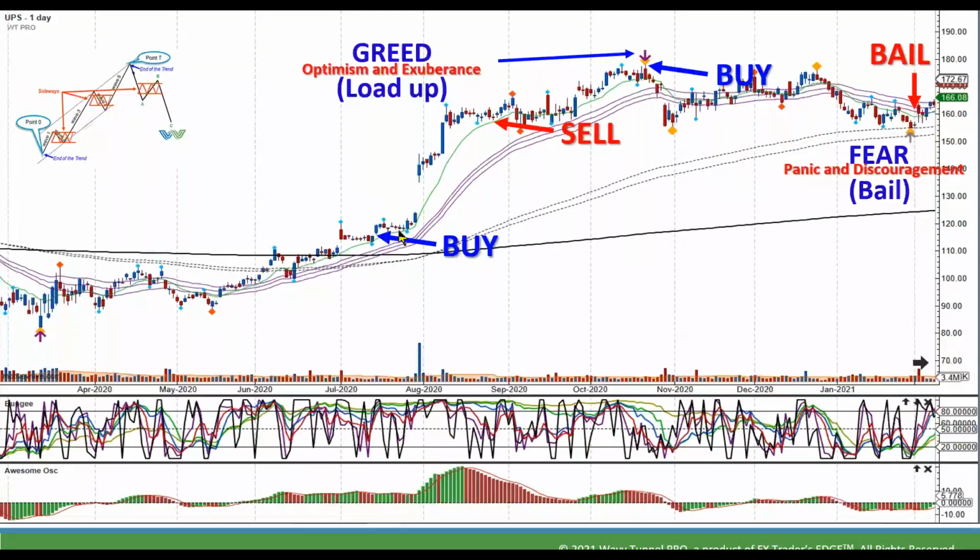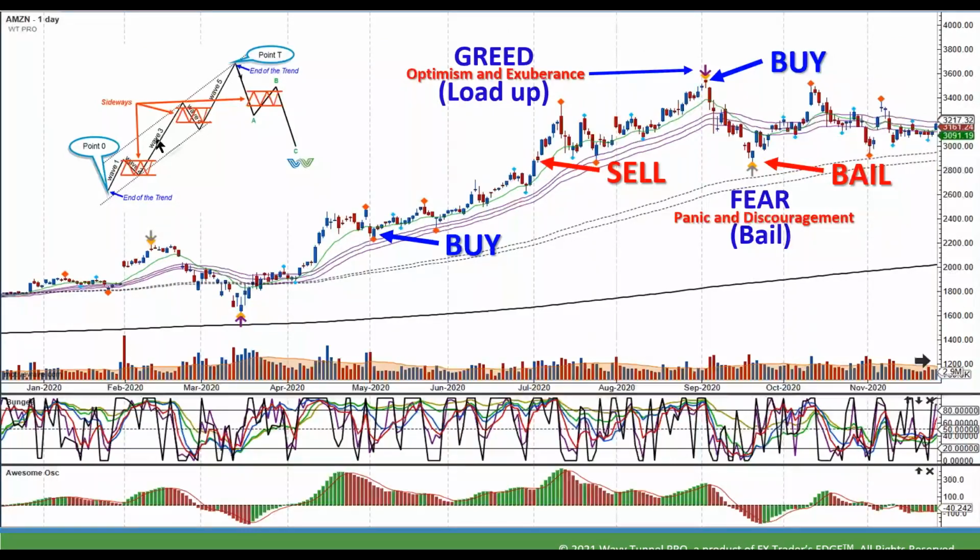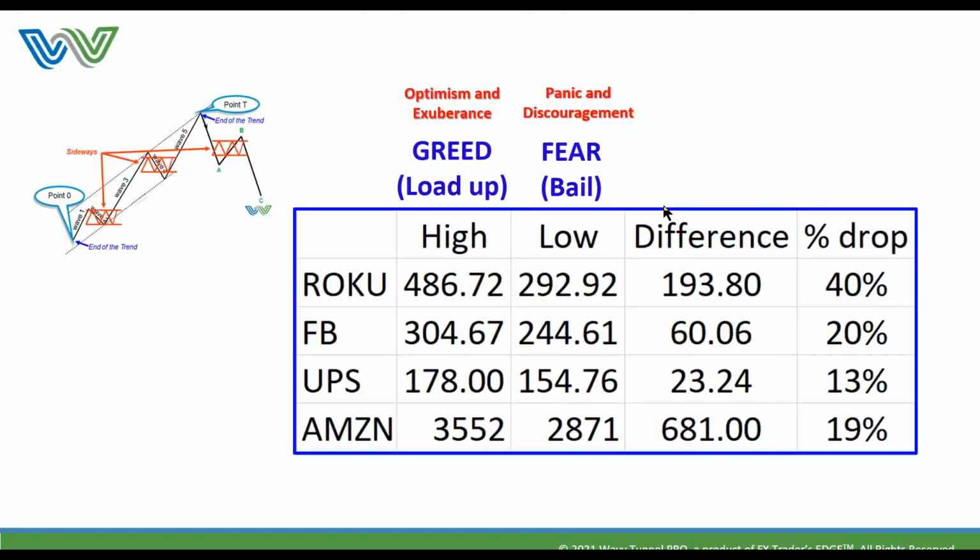This is UPS, same story. We buy, we sell, we buy, and we get out at the bottom. Notice the pattern. Notice how this is the market map, the ideal market map in all of these charts. I have it up to the left. Or Amazon, we buy, we sell, we buy, we load up, we have FOMO, we're optimistic, we're exuberant, and then we bail. So if we had done that with these 4 stocks, we would have experienced significant drops.